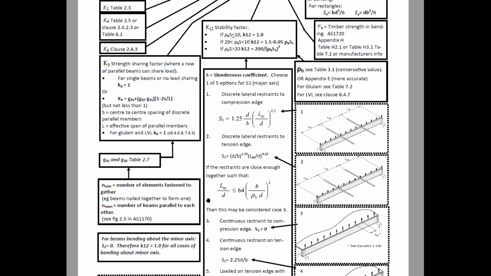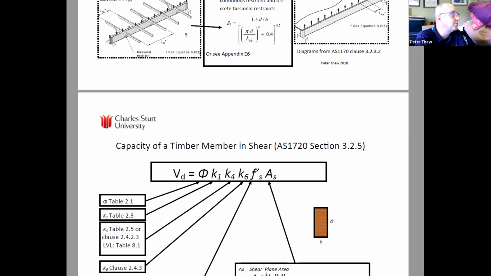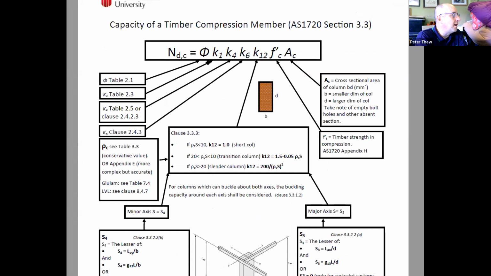All right, and then for the compression one, again, we're going to use 1 for phi, 1 for K1, and 1 for K4 and K6. Again, we're doing a short column, so K12 is 1. So they're all 1s. It's really just the strength of the timber times the cross-sectional area.